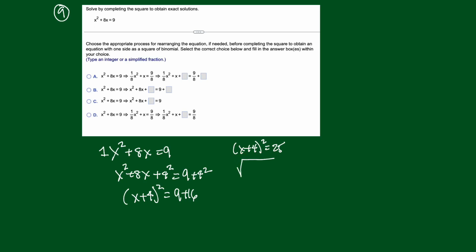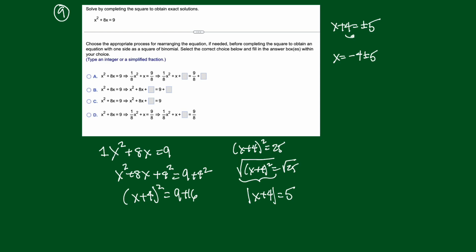I'll get the square root of x plus 4 squared equals square root of 25. Now, square root of the square is the absolute value of x plus 4. That's equal to square root of 25 is 5. Now when you take the absolute values off, you get plus or minus. So now I'll get x plus 4 equals plus or minus 5. I'll subtract the 4, so I'll get x is equal to negative 4 plus 5, plus or minus 5.